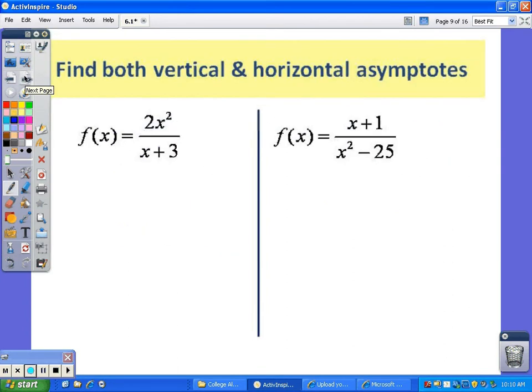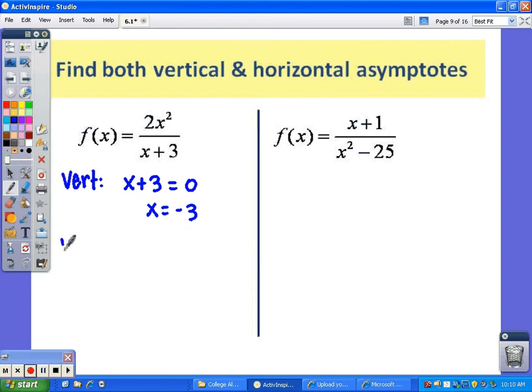Alright, now in these next few problems, they are asking for both the horizontal and vertical asymptote. So looking at this first one, cannot factor the denominator, cannot simplify. So to find the vertical asymptote, we're going to take the denominator, set it equal to 0, and solve for x, so we get a vertical asymptote of x equal to -3.